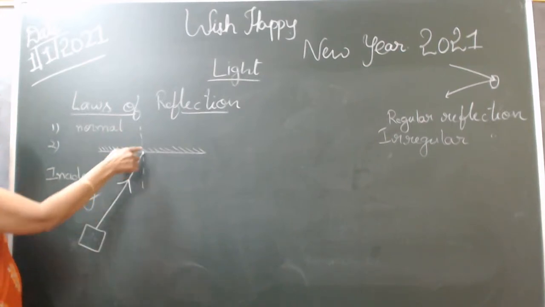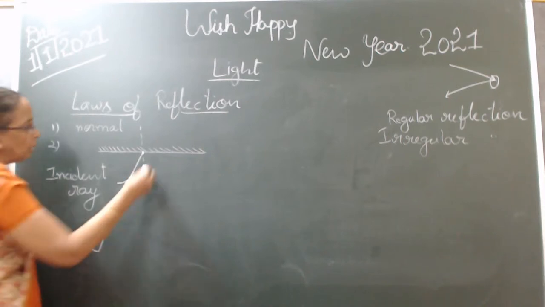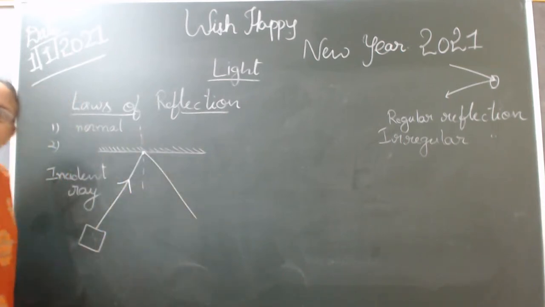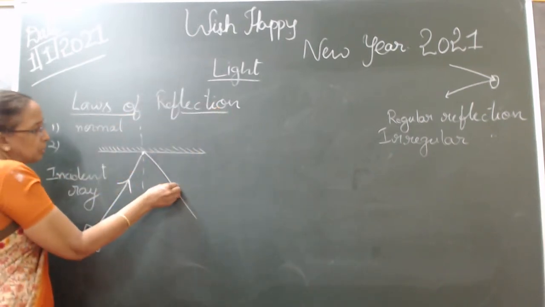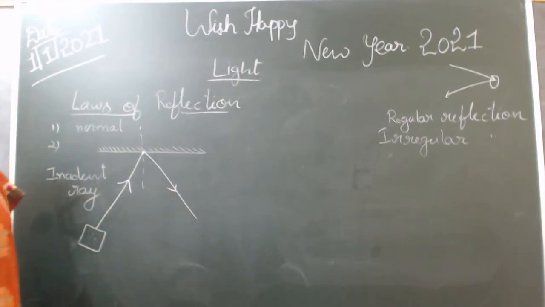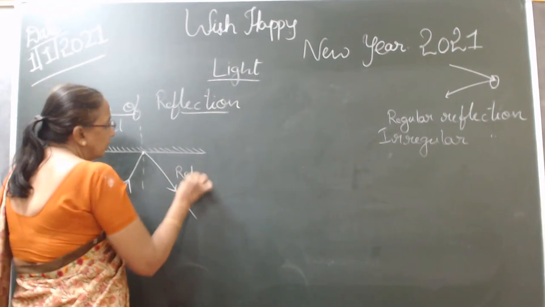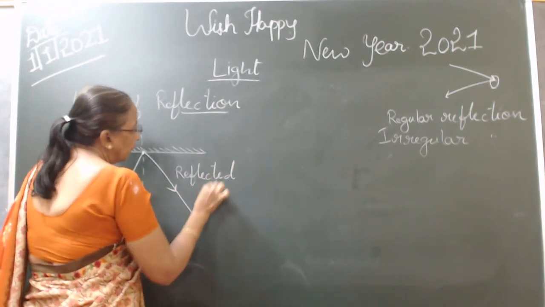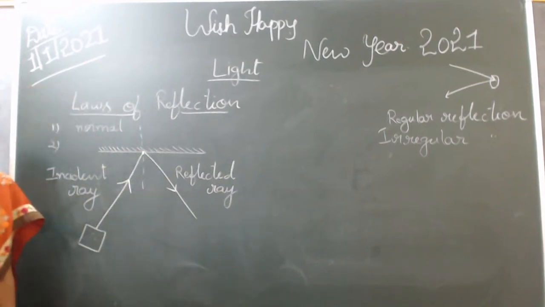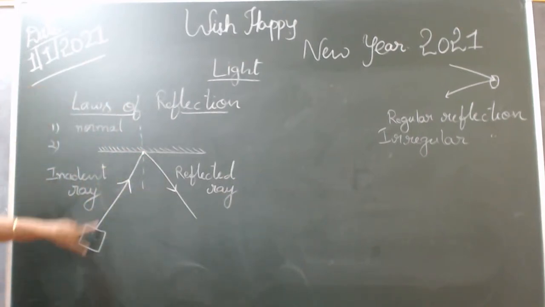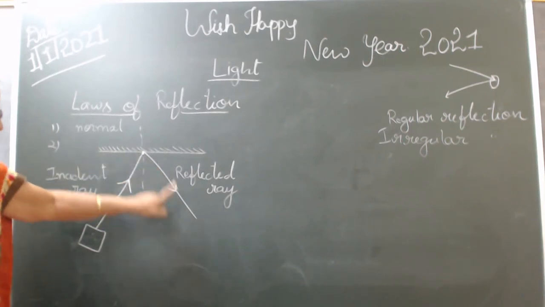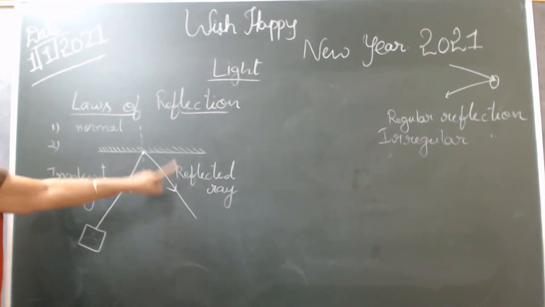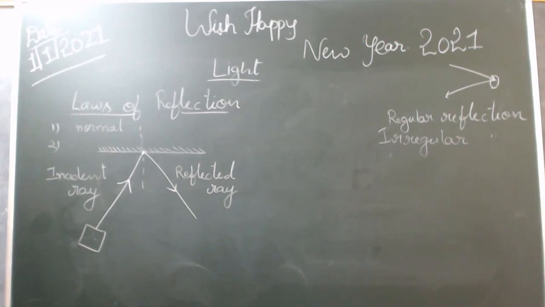Naturally, the ray will fall on the mirror, it will reflect because the other side is polished. The ray will not pass through that side, it will reflect. So we will show it here by this type of arrow. And this reflected ray, we can mark it as a reflected ray. So the ray which is coming from an object is known as incident ray. The ray which is reflected after striking the mirror is known as reflected ray. Is it correct? Normal is the center point.